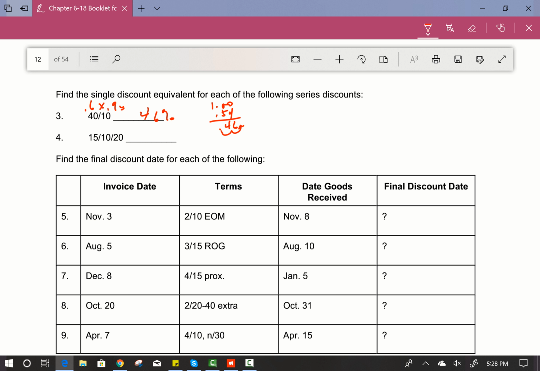The next one is 0.85 times 0.9 times 0.8.